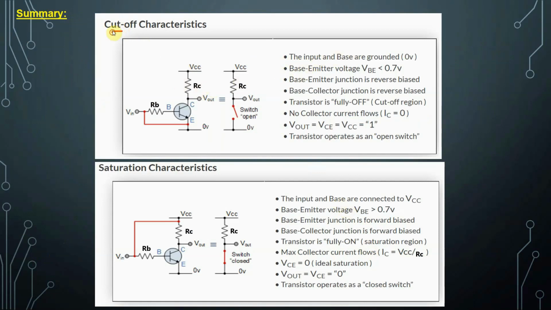Okay? For the cutoff characteristic, the input and the base are grounded, meaning 0. Right? For the cutoff characteristic, the VIN is 0 or must be less than 0.7. Less than 0.7. So if that is the case, it will be open, right? Base emitter voltage less than 0.7. If the base emitter voltage is less than 0.7, the condition is cutoff. Base collector junction reverse bias. So the base collector junction here is reverse bias, so it's on cutoff, and the transistor is fully off.